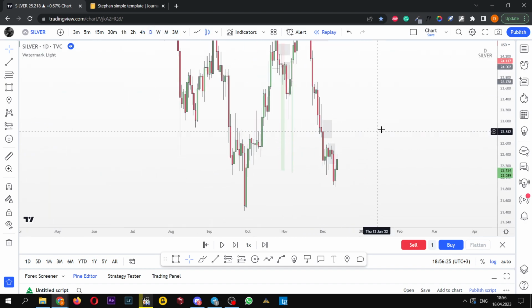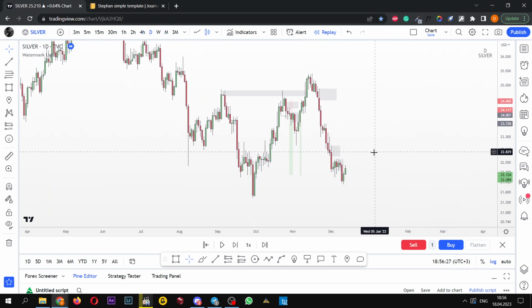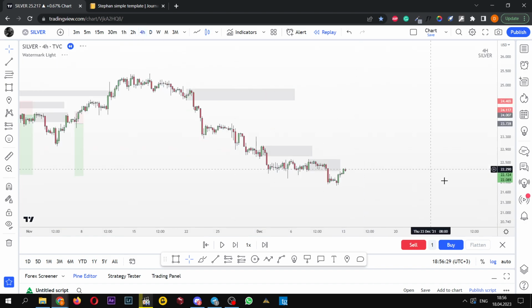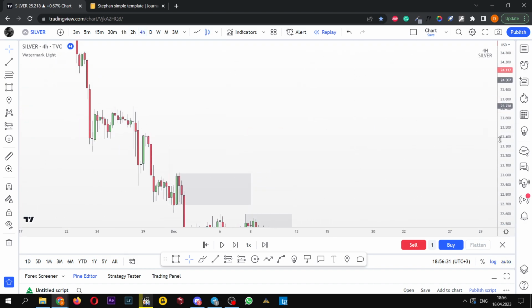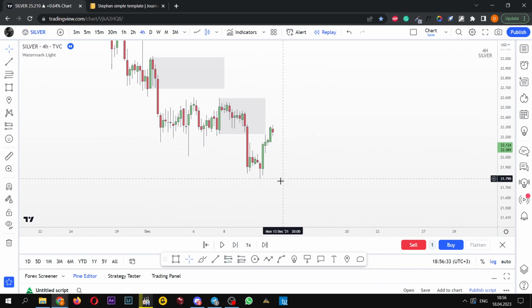But what we have on daily, so yeah, on daily we are quite overextended. Okay, let's just take a couple of trades from here. So if we go down, this will be the entry.